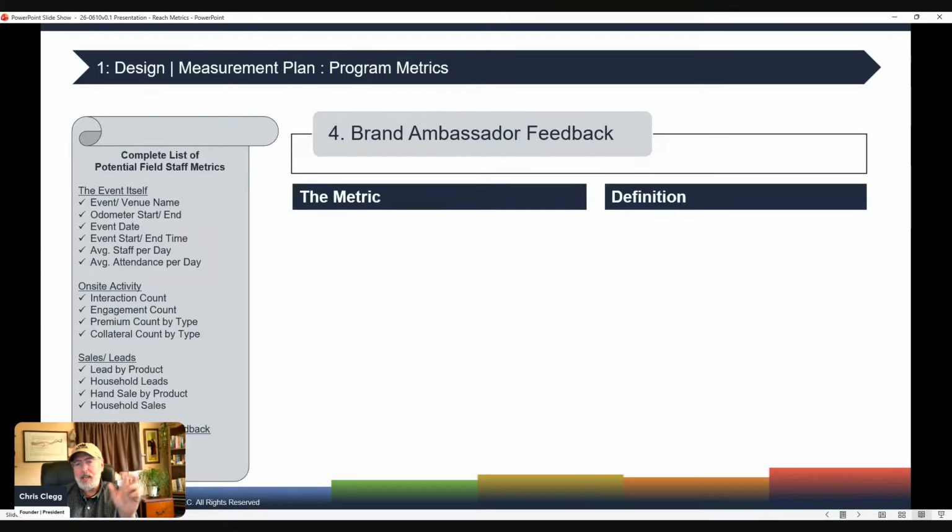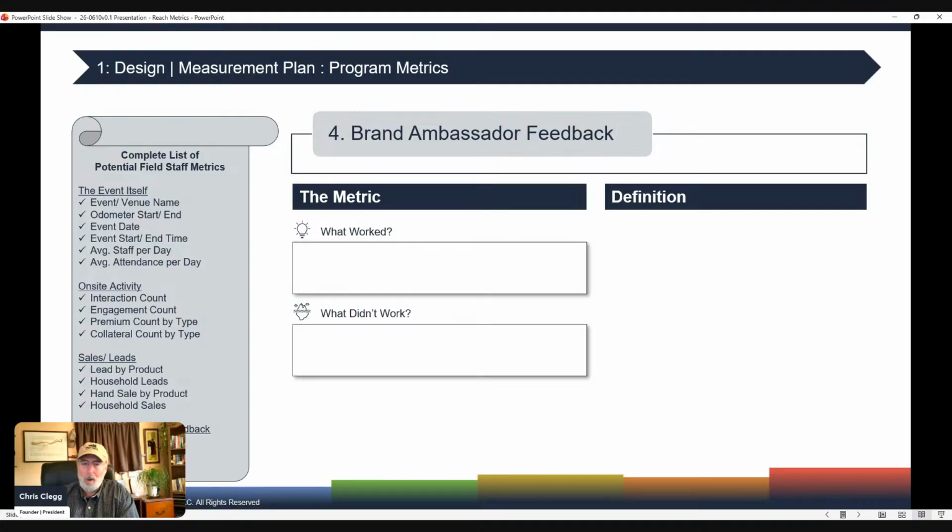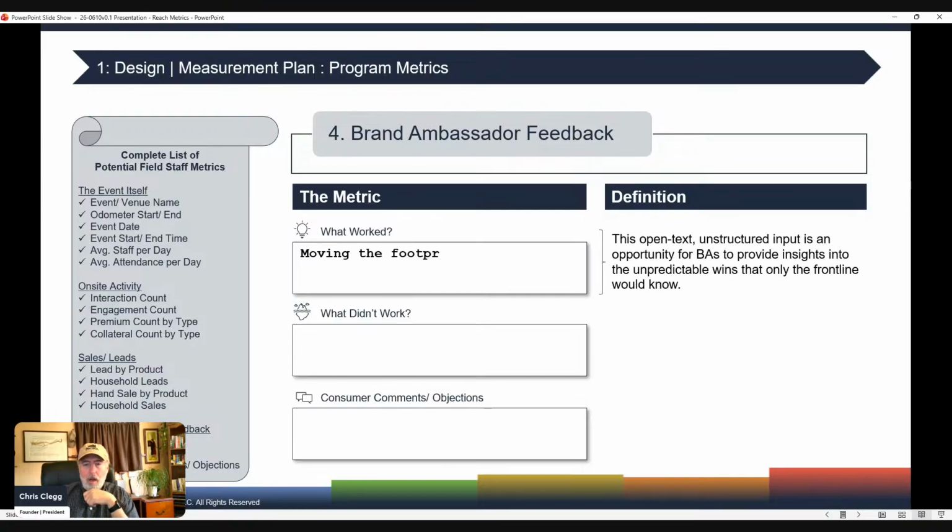And there's 3 key questions that we think are solid in that area. It's simply what worked, what didn't work, and what are you hearing? What are consumer comments or opinions? What worked is designed in and of itself to be anecdotal. You want them to give you information on what their opinion is, their perspective is. You'll find all kinds of things that come out of that.